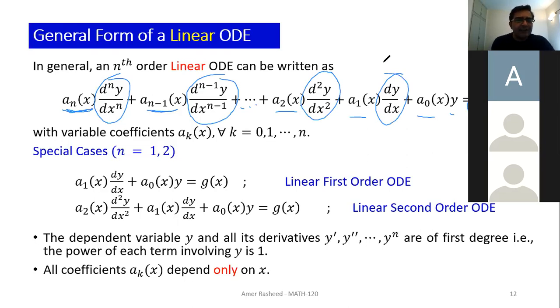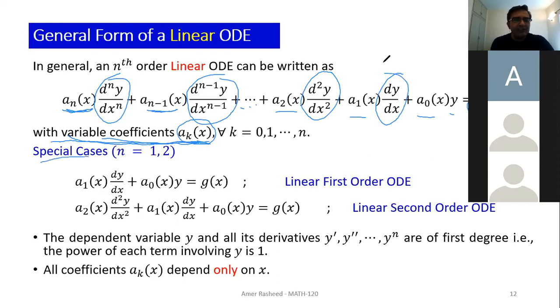If we take the special cases, these are variable coefficients a_k, and they are only functions of x. They cannot be functions of y, because y is the dependent variable. So keep this thing in your mind.